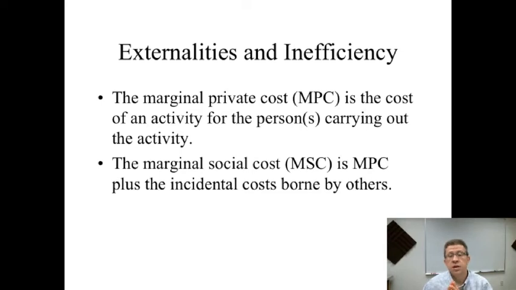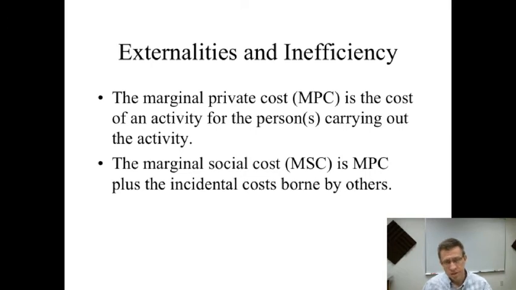The first is marginal private cost. It's the cost of an activity for the person or persons carrying out the activity, right? Marginal, additional, right? The marginal cost is the cost the firm would incur by producing one more unit. When we say marginal private cost, this is what we traditionally think of as the marginal cost, right? It's all the cost the firm incurs.